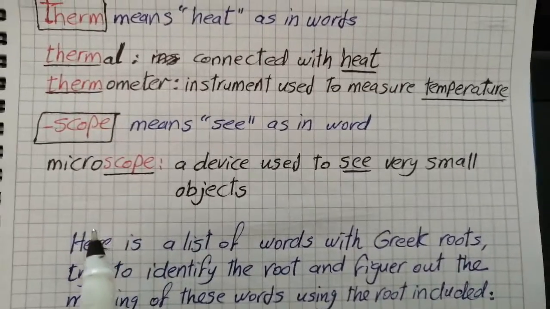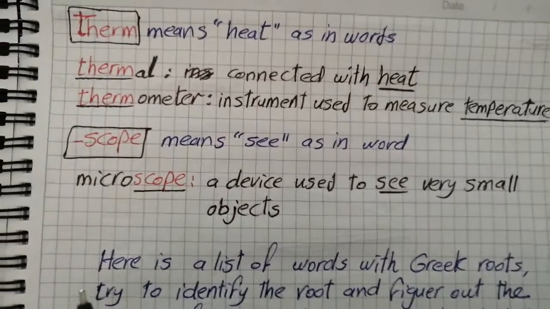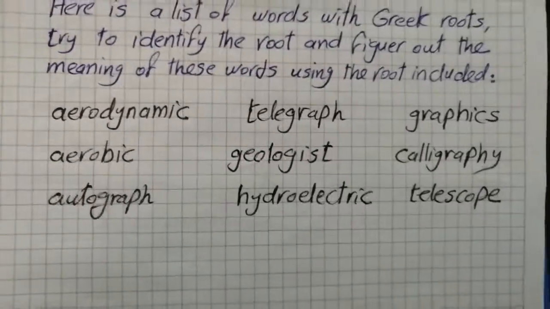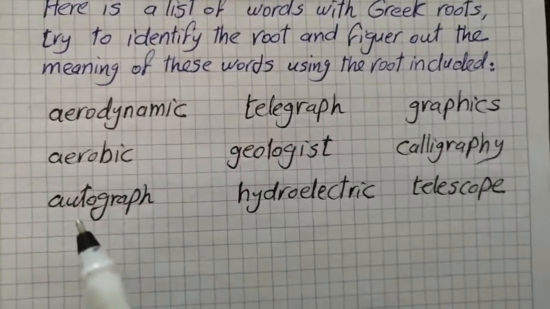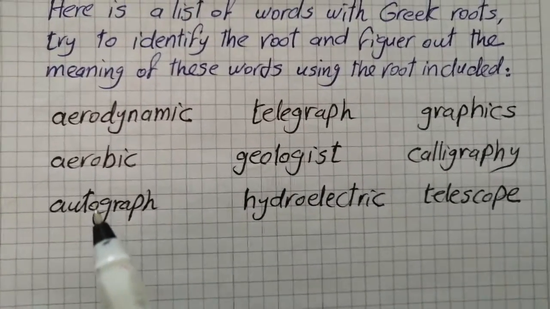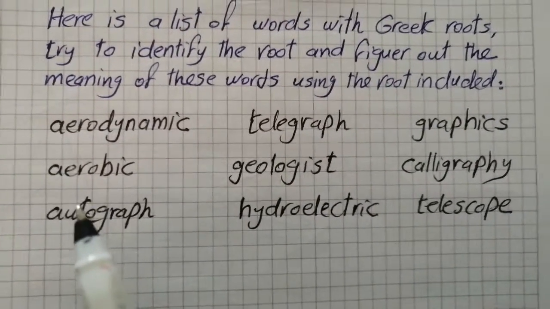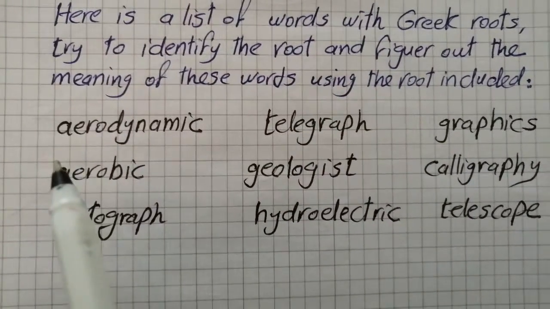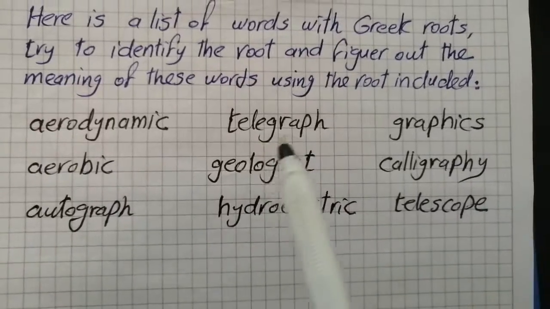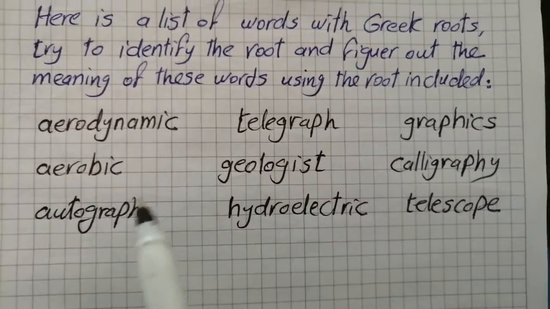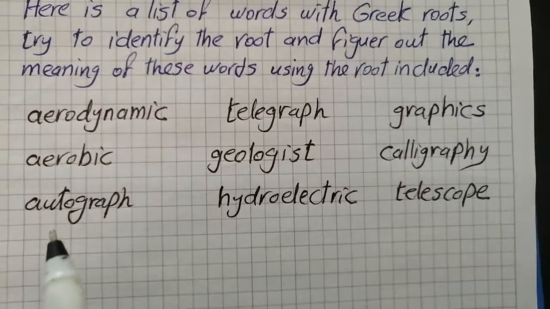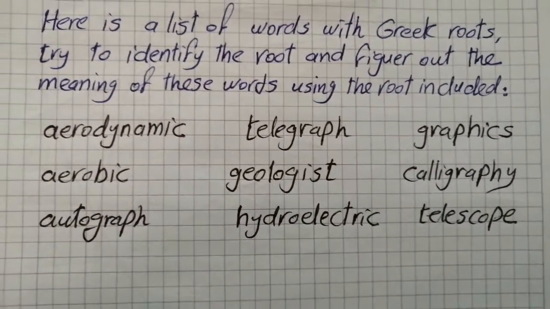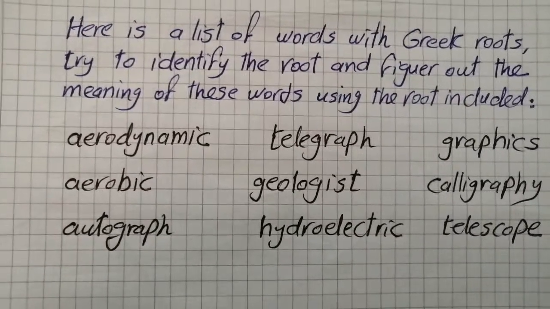So the Greek root here, if we know the meaning, can help us figure out mostly the meaning of the word. Here we have a list of words including Greek roots. I want you to highlight or try to find the Greek roots in each one of them and try to figure out the meaning. The words: aerodynamic, telegraph, graphics, aerobic, geologist, calligraphy, autograph, hydroelectric, and telescope. I think the Greek root is clear in every one of them.